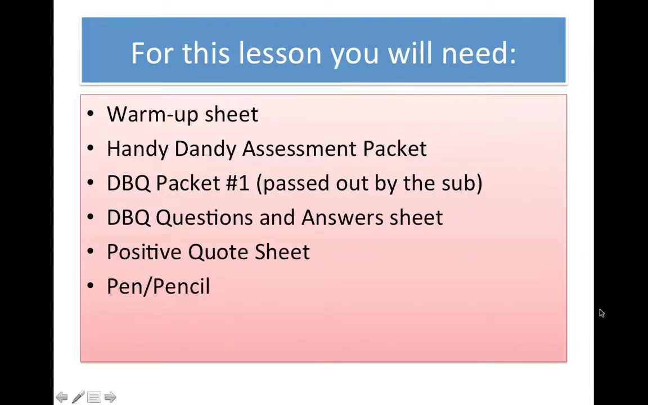Hi students, as you know, I'm not here today. However, we're still going to continue with our discussion about the causes of World War I. So for this lesson, you will need your warm-up sheet, your handy-dandy assessment packet, the DBQ packet number 1 that was passed out by the sub, DBQ questions and answers sheet, your positive quote sheet, and of course a pen or pencil.